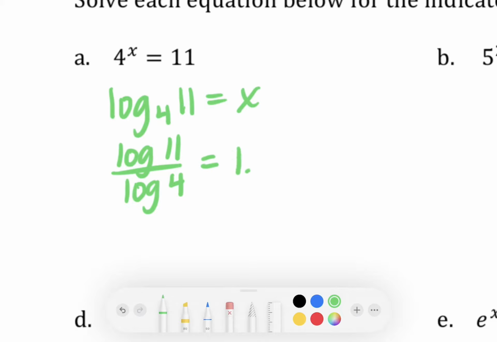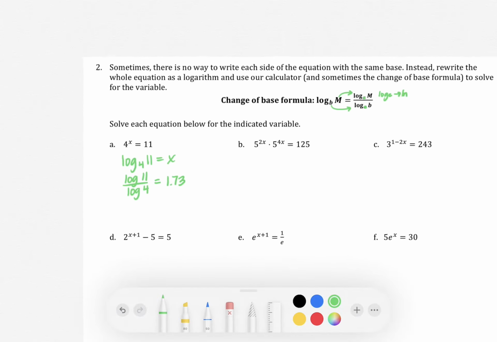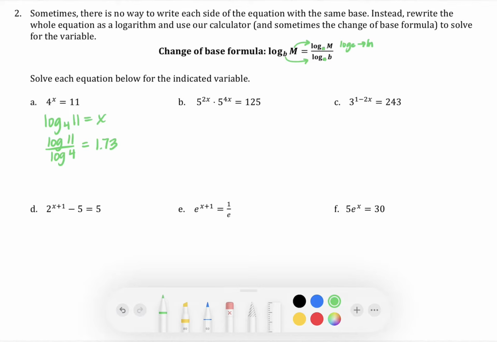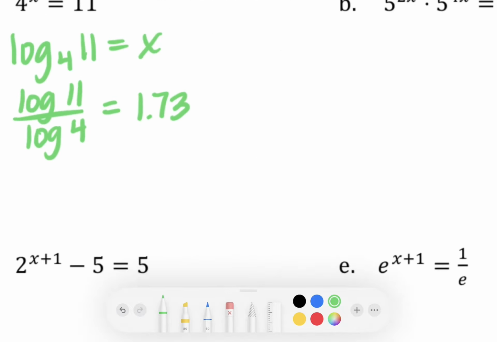We get 1.73 and some change. Let's check, does it say how to round it? It doesn't indicate how to round it. If you look at your calculator, this should say 1.7297. We want to usually round to the thousandth place or the third decimal place, which would make this 1.730.